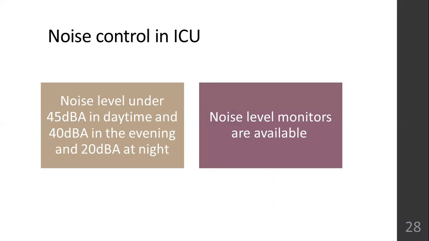Noise control in ICU. Noise level should be under 45 A-weighted decibels in daytime, 40 A-weighted decibels in the evening, and at night it should be extremely silent, 20 A-weighted decibels. So that should be the noise level. Noise level monitors are available, which will blink when the noise level exceeds all these limitations. So immediately actions can be taken to reduce the noise in the ICU.